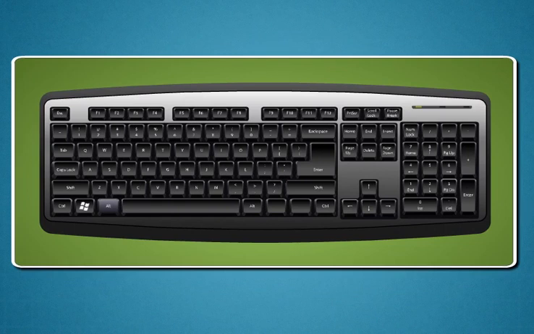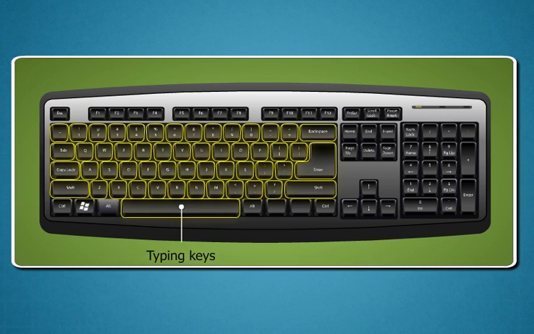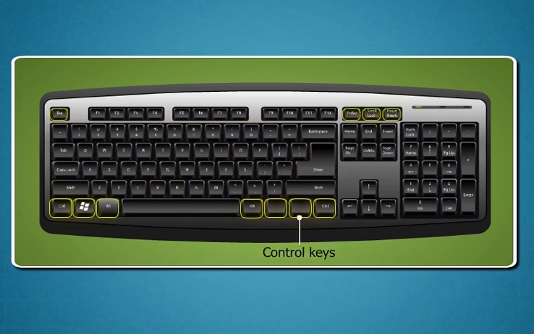Now, let us see different types of keys and their functions. Typing keys. These here are typing keys. They include the letters, numbers, punctuation, spacebar, and symbols. Control keys. The Control key, Alt key, the Windows logo key, and the Escape key are the control keys. These keys are used alone or in combination with other keys to perform certain actions.